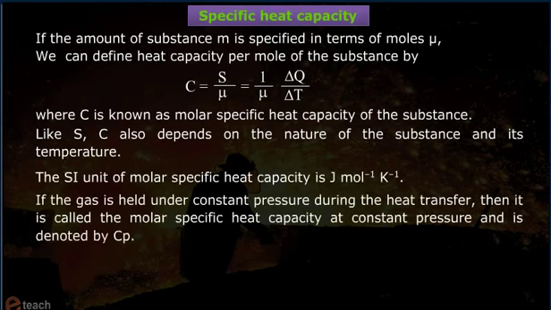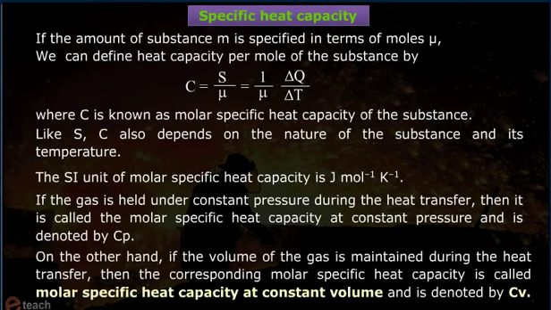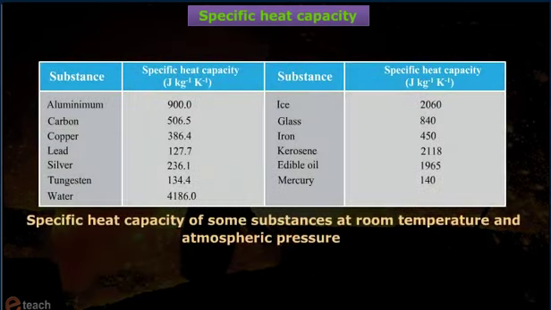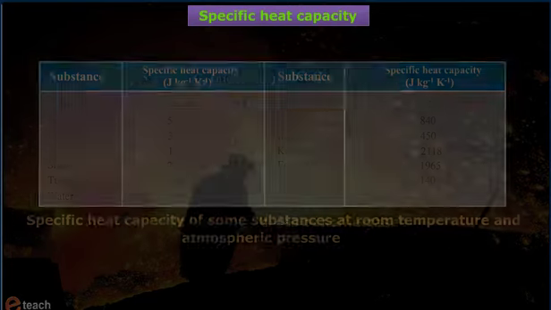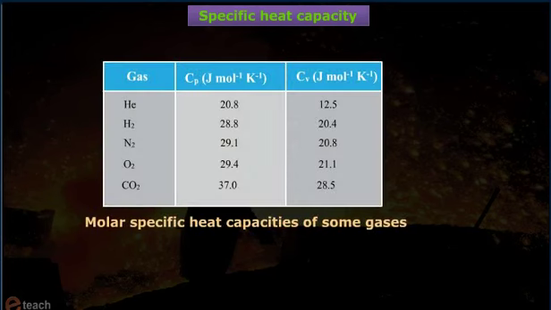If the gas is held under constant pressure during the heat transfer, then it is called the molar specific heat capacity at constant pressure and is denoted by Cp. On the other hand, if the volume of the gas is maintained during the heat transfer, then the corresponding molar specific heat capacity is called the molar specific heat capacity at constant volume and is denoted by Cv. Specific heat capacity of some substances at room temperature and atmospheric pressure. Molar specific heat capacities of some gases.